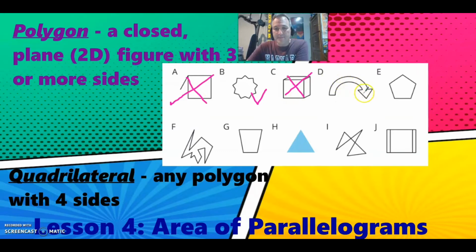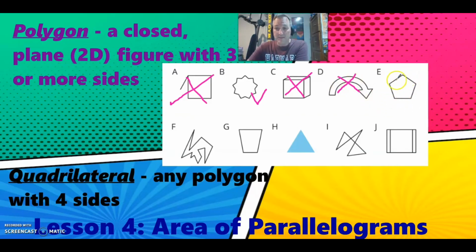Is this? Well, by definition, a polygon has to be made out of straight edges. It doesn't say that here in the definition: a closed plane 2-dimensional figure with 3 or more sides. And so the 3 or more sides are made out of line segments, we'll call them. And since these curve, that isn't going to work. So again, we have another one that is not a polygon.